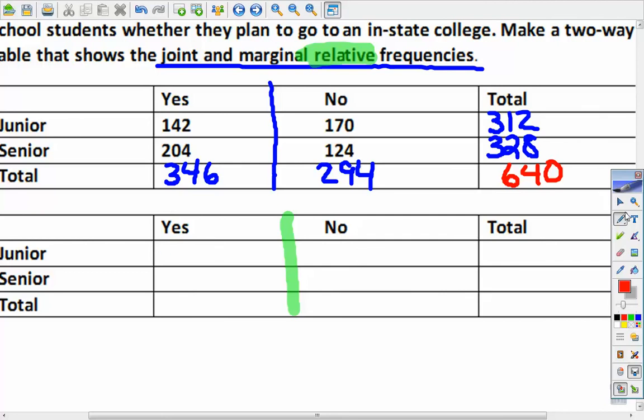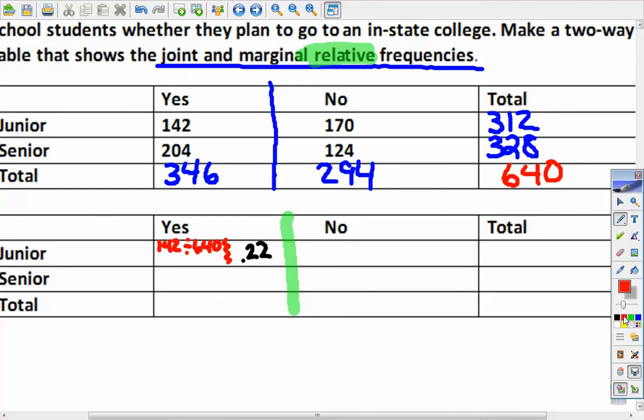So my juniors right here, check this out, guys. We're going to go 142 divided by 640. What do you get as a decimal? 0.22, is that right? Okay. And we'll leave them as a decimal. 0.22. All right. Seniors, what are you going to divide for seniors?